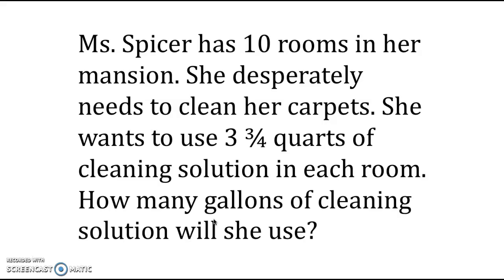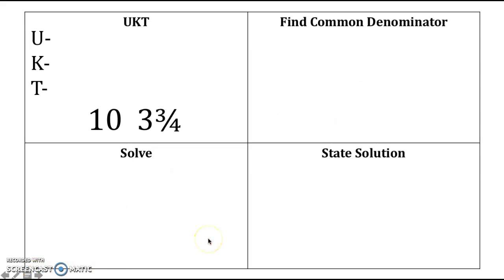So immediately in my brain, I'm looking for the numbers that are relevant to this word problem. I'm seeing 10 rooms is definitely relevant, and also 3 3/4 quarts of cleaning solution are relevant. I'm also thinking about how I can construct my graphic organizer of a foursquare to make sure I set myself up for success. And it should look something like this. With multiplying, we're not going to be using this top right box, so we'll talk about that later. However, we will be using our UKT box to be analyzing our problem, our solving portion, and also our stating solution portion in order to answer our problem.